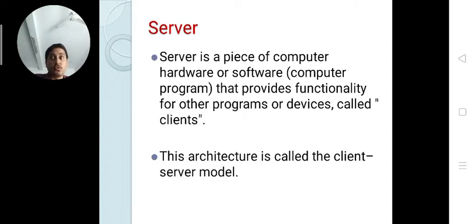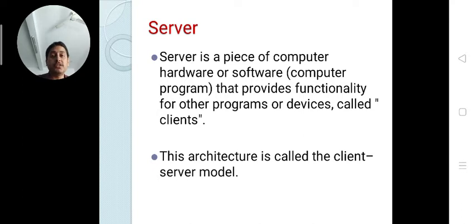Suppose you go to any hotel, one person comes and takes your order and waits for your order, that is known as a waiter. One person comes and serves your order. One who serves is known as a server. In that hotel, that person is your server.